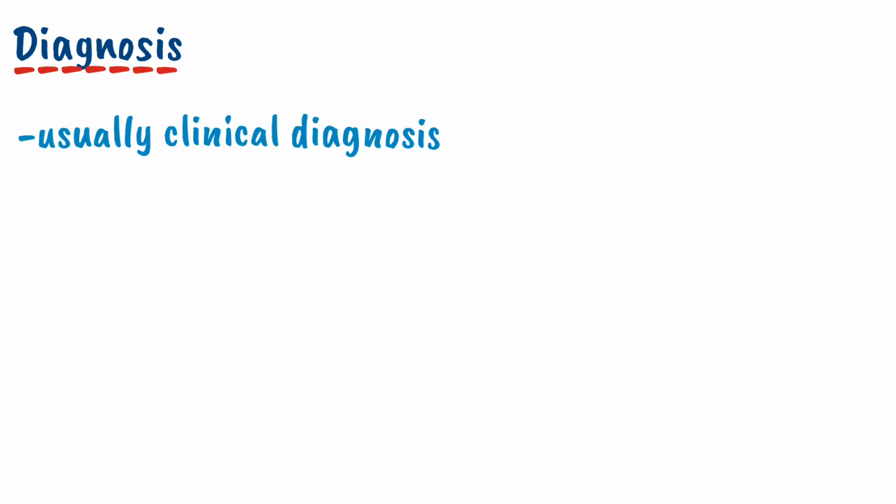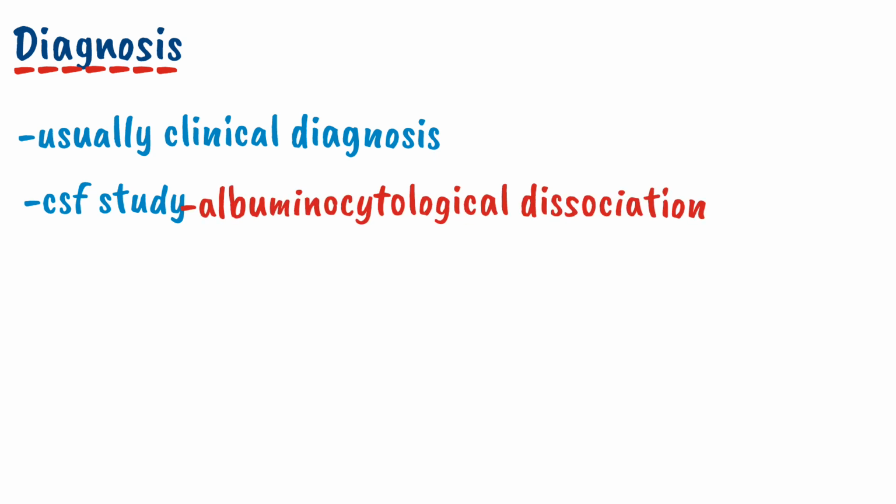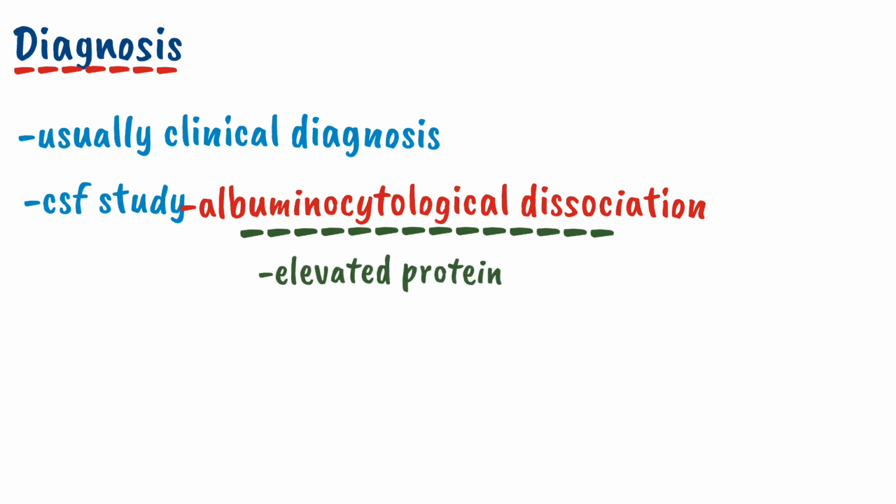Now we come to the diagnosis of Guillain-Barré syndrome. The diagnosis is usually clinical. We diagnose the case on clinical grounds when a patient presents with ascending paralysis with a history of infection. But we need some supporting evidence. For supporting evidence, we can perform a CSF study. The CSF will show albuminocytological dissociation. What is meant by albuminocytological dissociation? It means that there will be an elevated protein level in a background of a normal cell count.